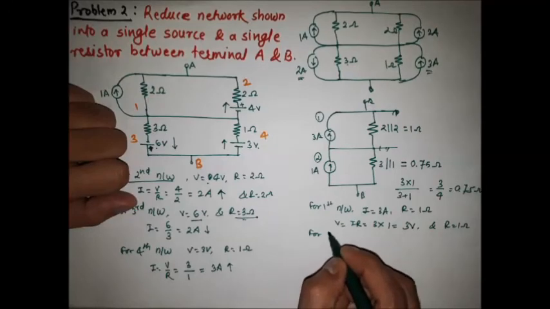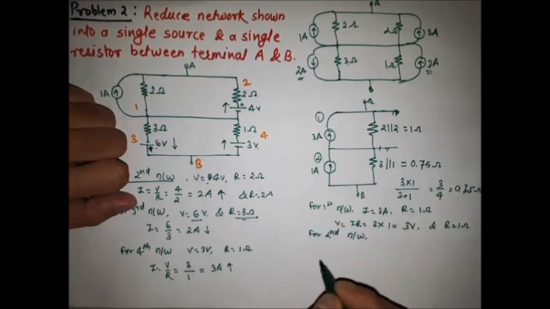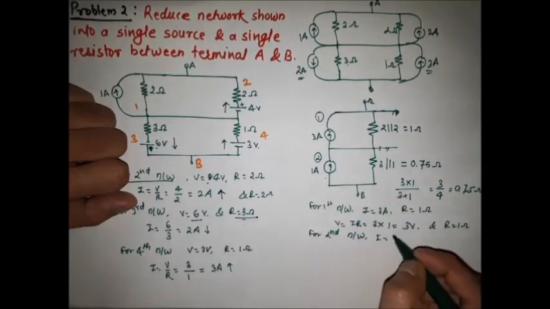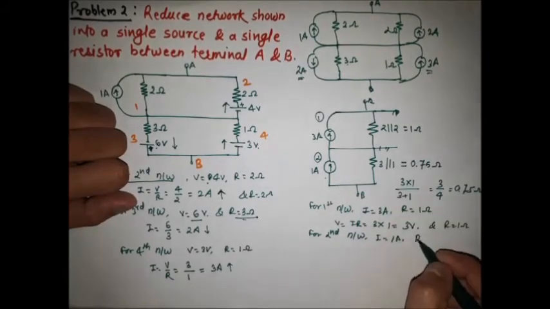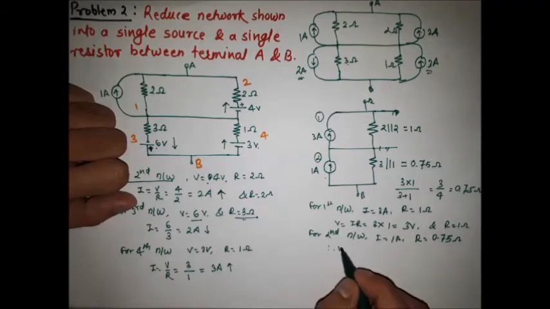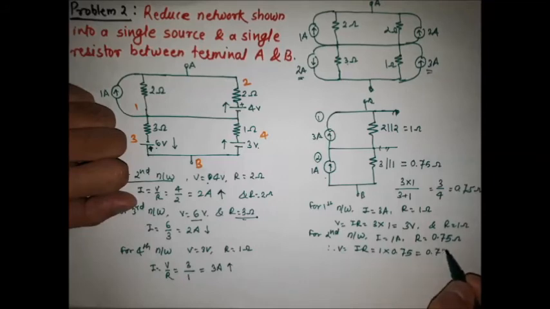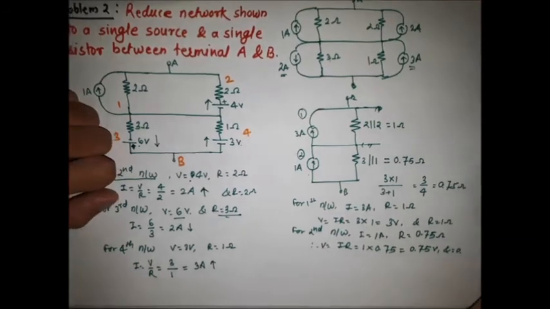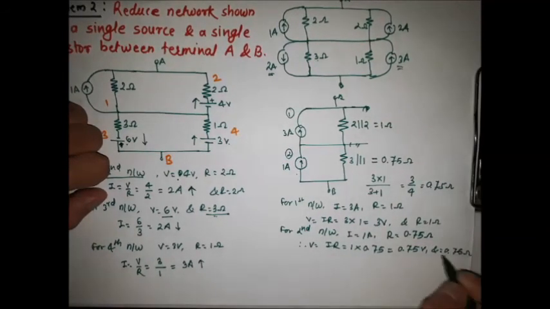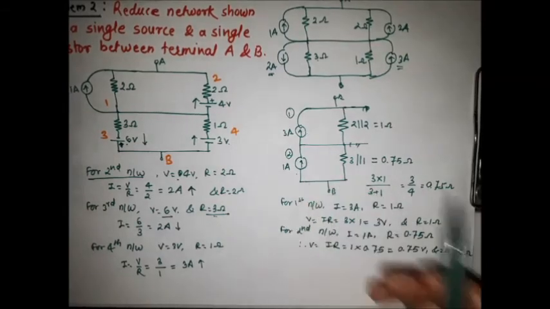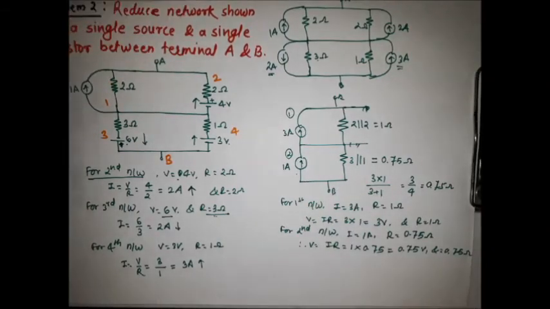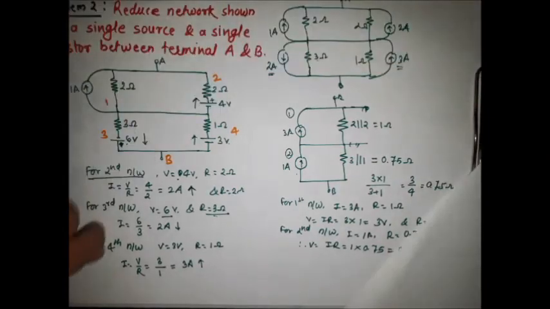Then for the second network, I is equal to 1 ampere and R is equal to 0.75 ohm. Therefore V is equal to I into R, which is 1 into 0.75, equal to 0.75 volt, and R is equal to 0.75 ohm. It is not changed. So now we are replacing this circuit with the voltage source.